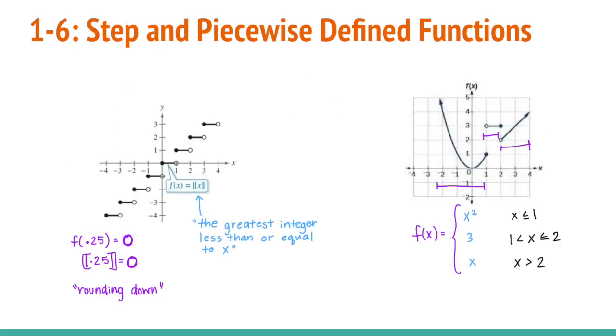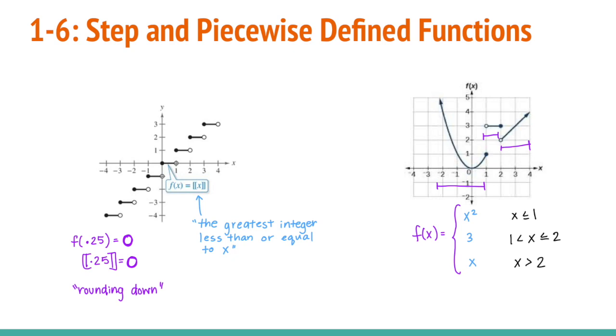And lastly, let's talk about the step function and piecewise functions. For this step function, the little symbol that we have, this is called the greatest integer function. So this function tells us whatever we input for x, we're going to find the greatest integer less than or equal to that number as our output value. So it's similar to rounding down.